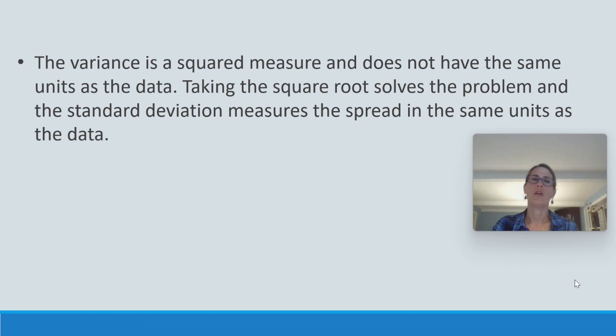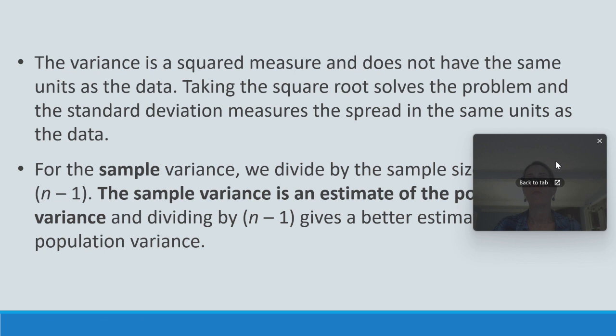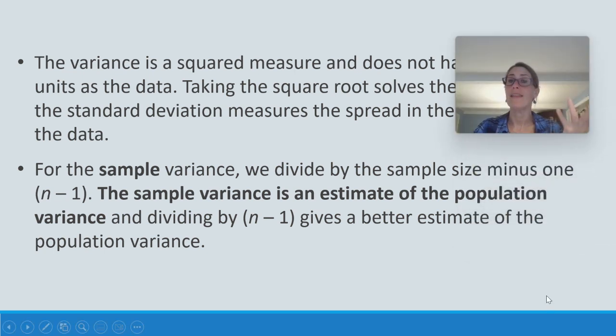So a couple of notes. The variance is a squared measure, and it doesn't have the same units as our data. So taking the square root solves that problem, and the standard deviation measures the spread in the same units as our data. For the sample variance, we divide by the sample size minus 1, n minus 1, and the sample variance is an estimate of the population variance. And dividing by n minus 1 actually gives a better estimate of the population variance than dividing by our sample size.